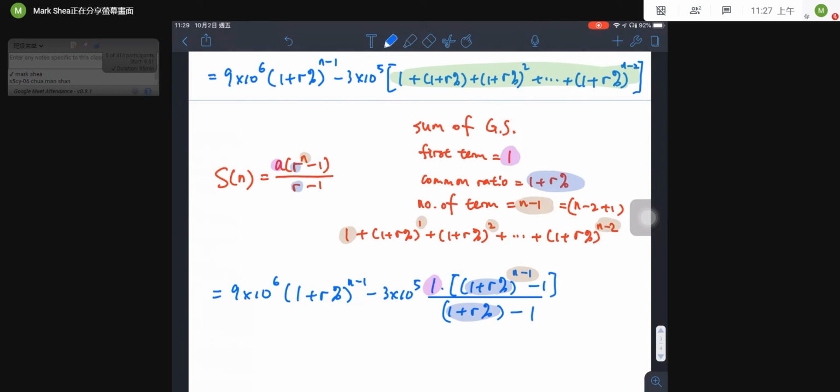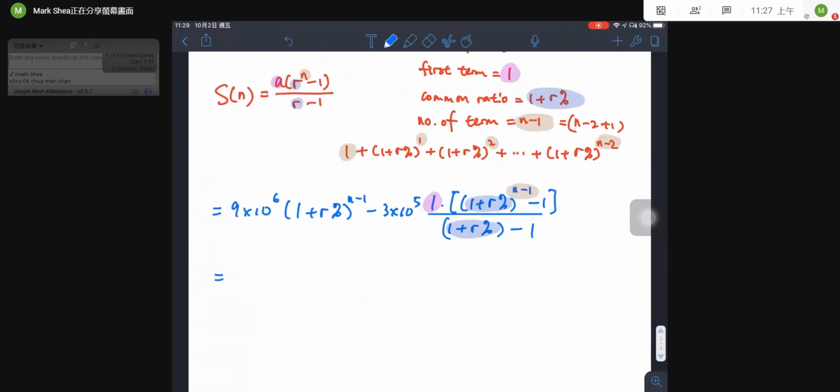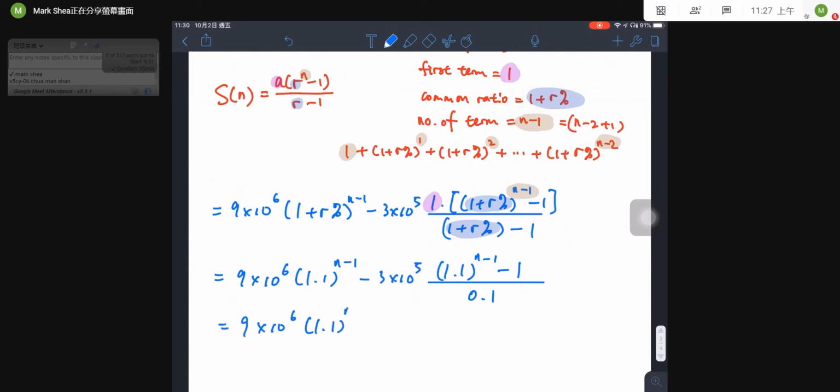Okay, and from the previous result, we know that r is 10, or 1 plus r percent is 1.1. So we can further simplify. And the denominator is 0.1 because we have 1.1 minus 1. And the numerator is 1.1 to power n minus 1 and then minus 1. So we can have here should be 3 times 10 to power 6. Okay, because 3 times 10 to power 5 divided by 0.1 is 3 times 10 to power 6. Yes.